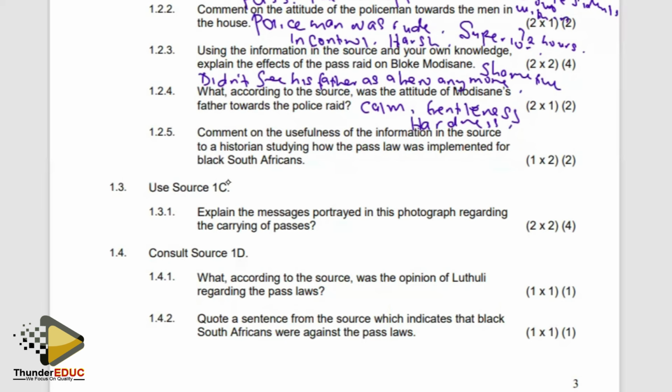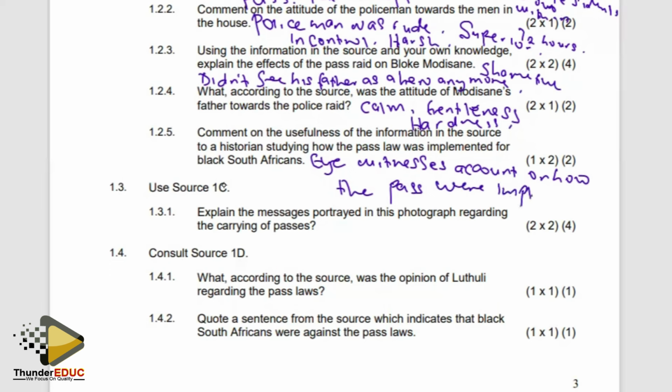Because the eyewitnesses account on how the past laws were implemented. That's how useful it was. How they were implemented, all right?